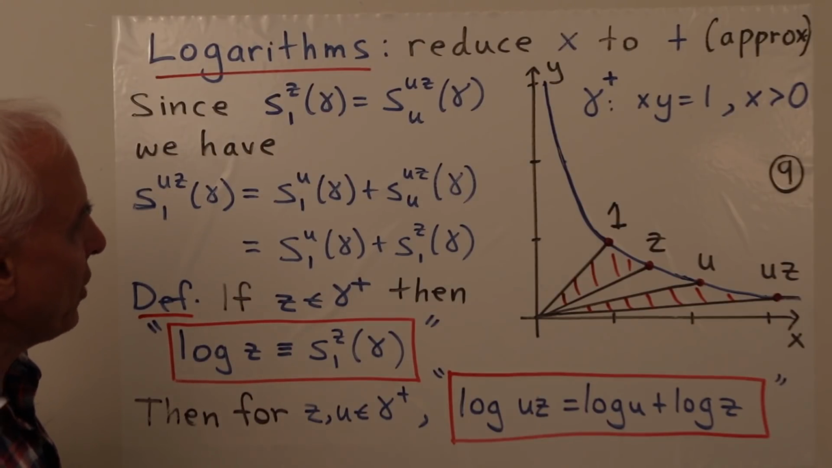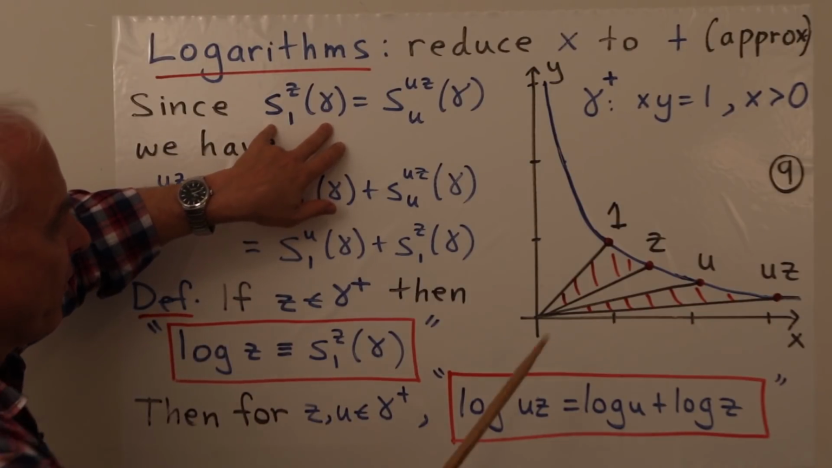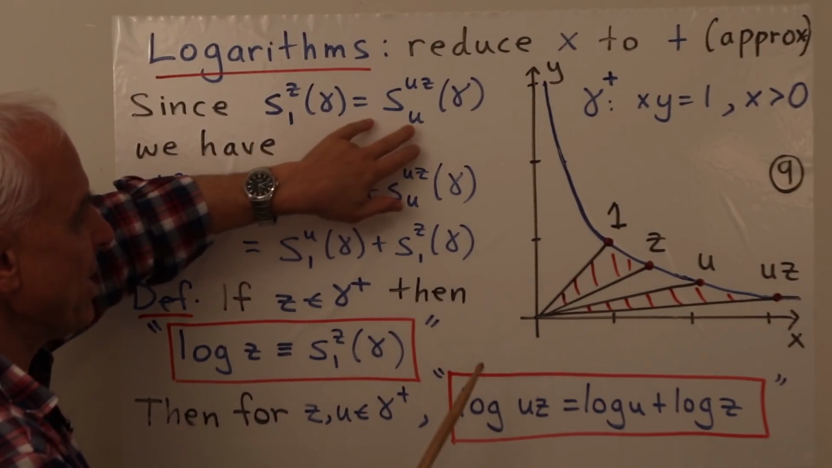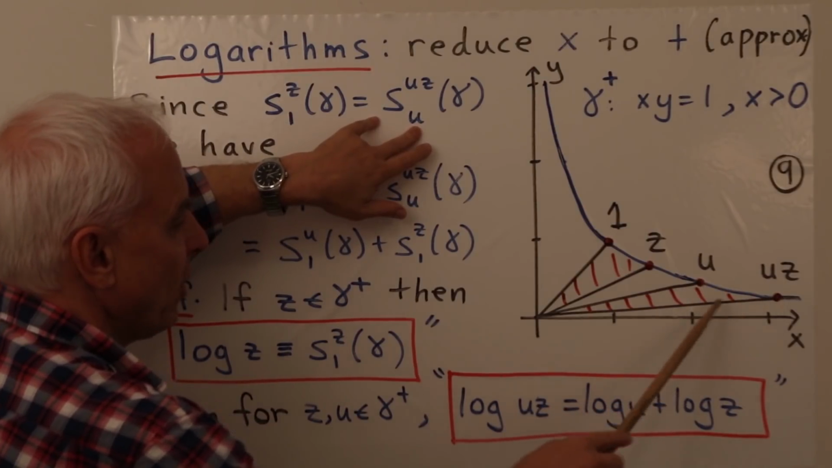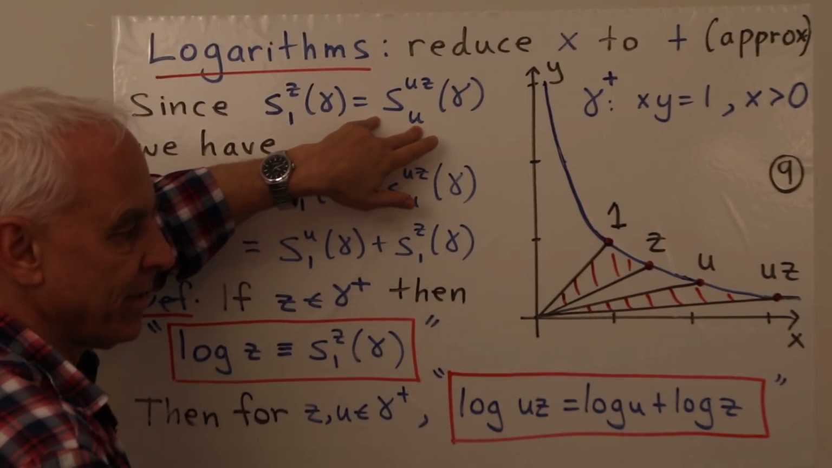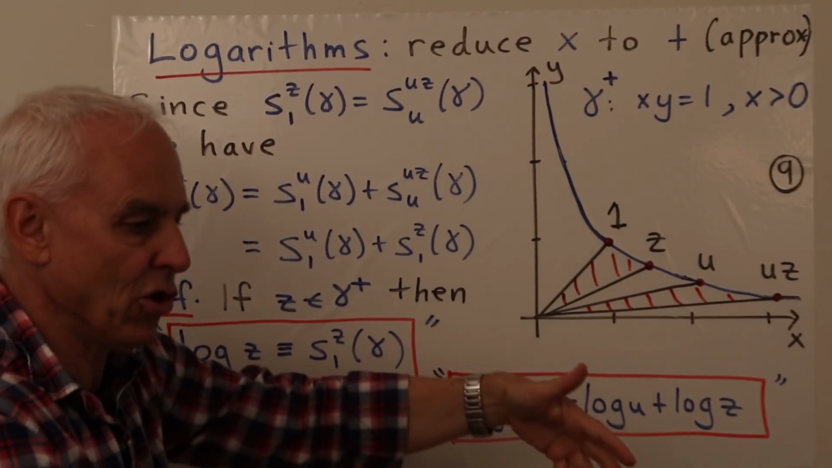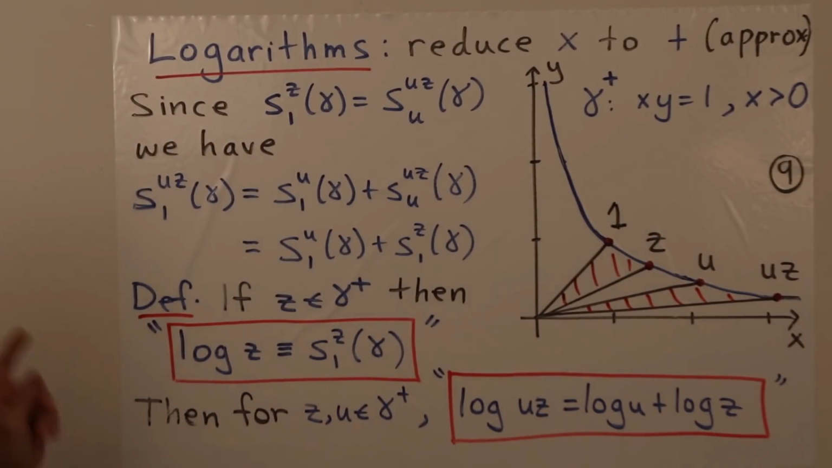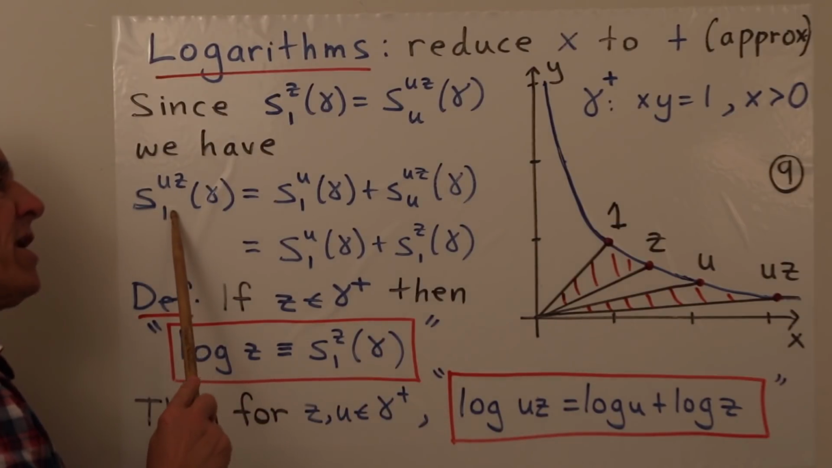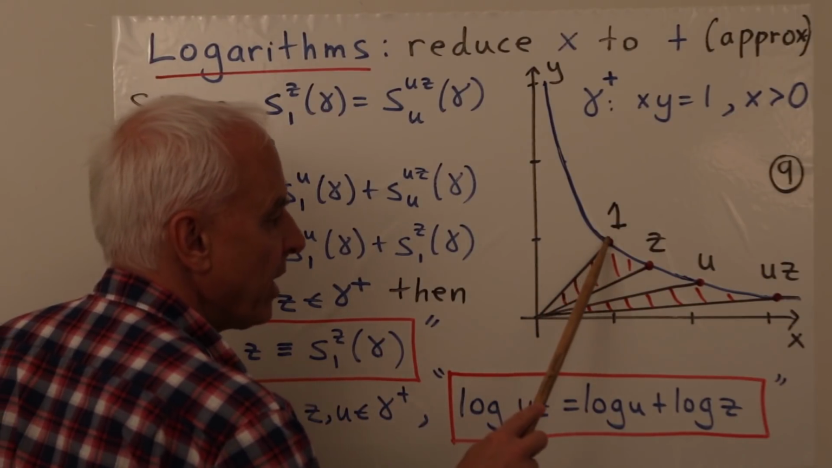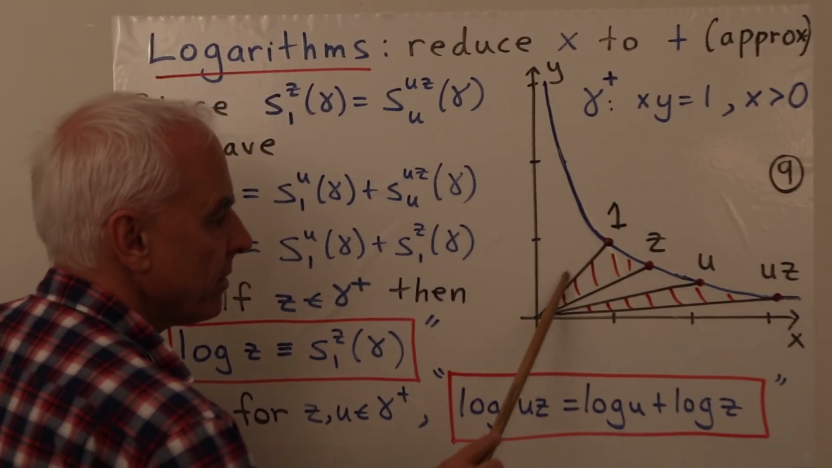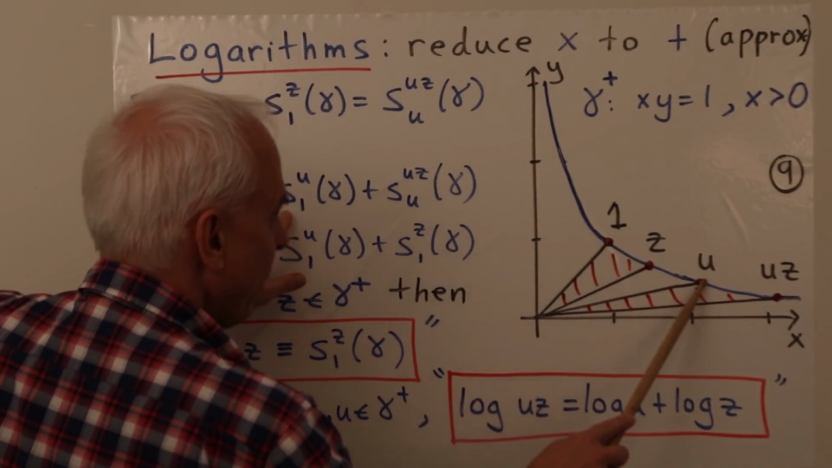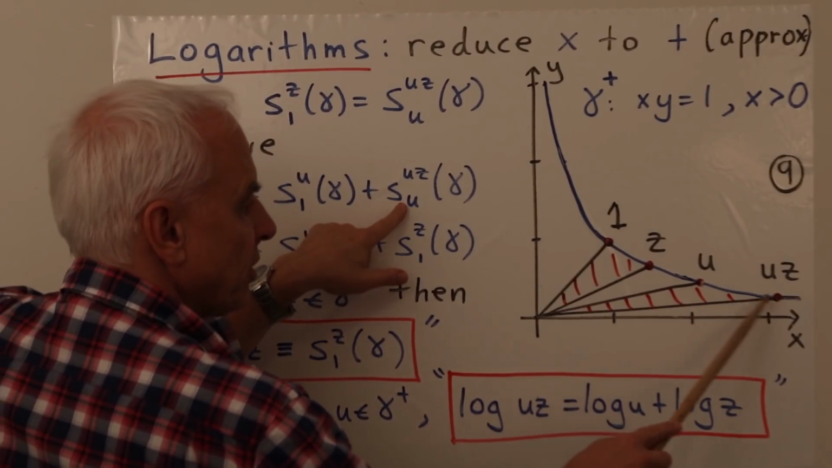And we know that the signed area from 1 to z of gamma, which is this region here, is equal to the signed area from u to uz of the same curve. That's this region here. That's again because multiplication by u preserves areas, and multiplication by u sends this area to this area. So now let's look at the signed area from 1 to uz. The big area from here all the way up to there. That is equal to the signed area from 1 to u of the curve plus the signed area from u to uz.